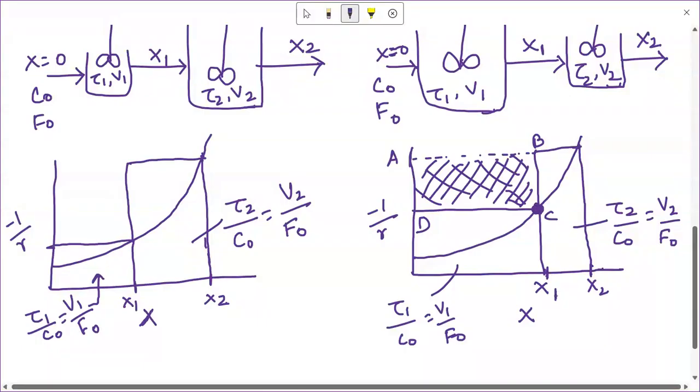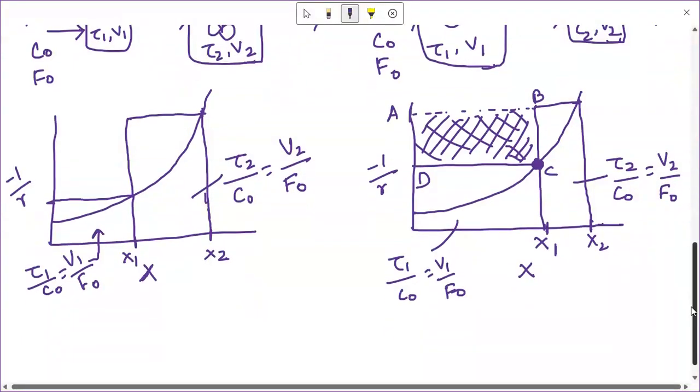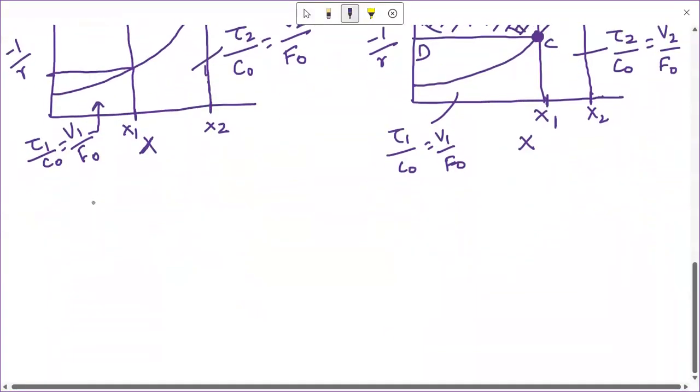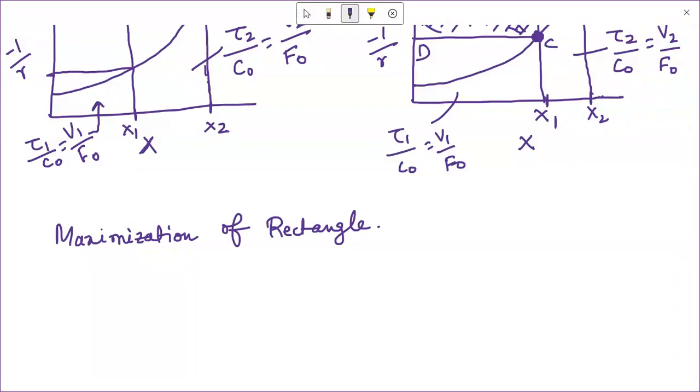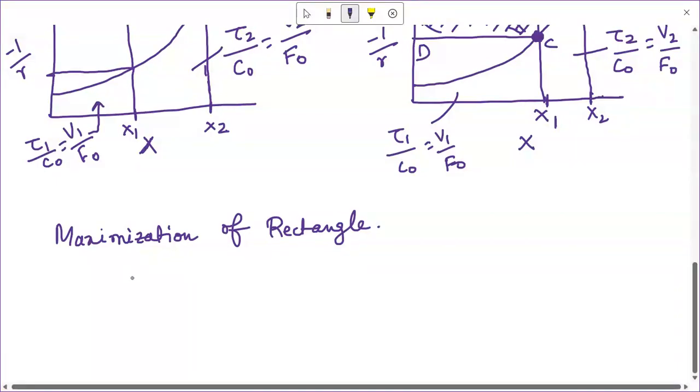Essentially, we will be choosing the intermediate conversion x1 in such a manner to determine the minimum size requirement. So for that we need to maximize the area of this rectangle ABCD. Then this becomes a simple maximization problem. We call this concept the maximization of rectangle. Now how do we maximize the rectangle? We have to find this point C, right? So this C is a function of both x and y coordinates, right?